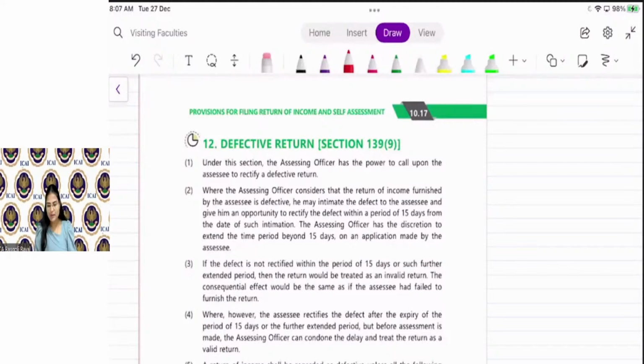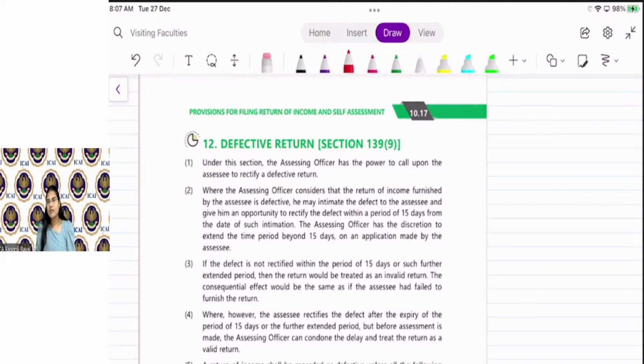For the benefit of 115BAC, you have to file the return of income before the due date. If you are filing the return after the due date, the benefit of 115BAC is not applicable. Yes, then you can file a late updated return, Vedant.